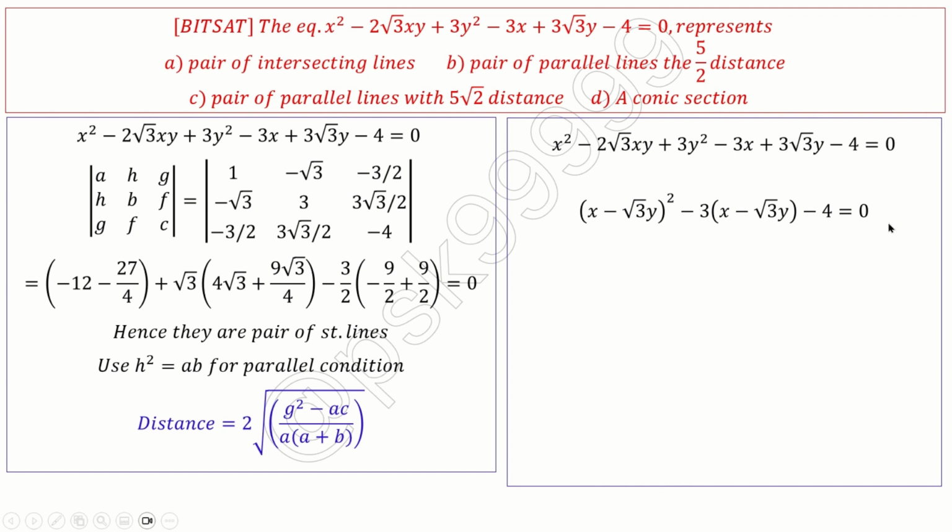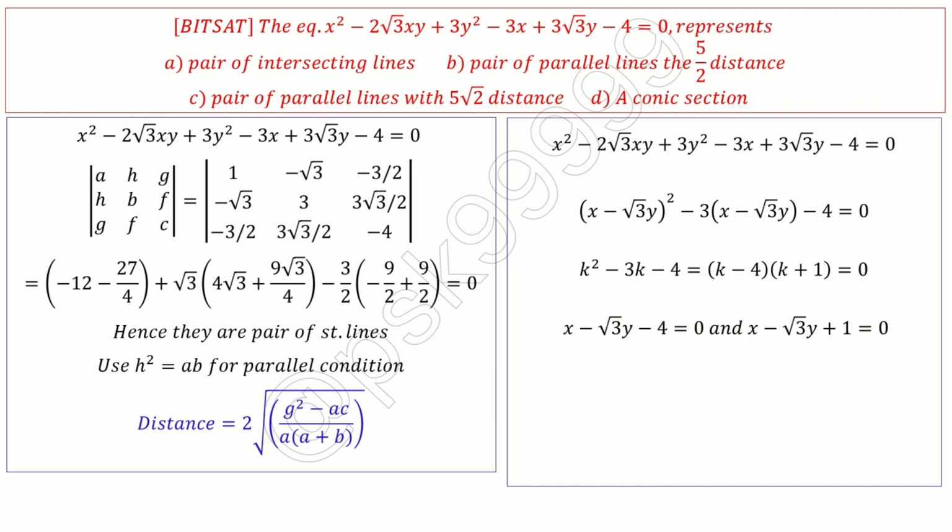If I call x minus square root of 3y as k, then I can easily solve this quadratic equation, which is nothing but k minus 4 into k plus 1 equal to 0. These are the 2 equations of lines. So this is how you get the 2 equations of the line from the pair of straight lines equation. Okay, now you have these two.